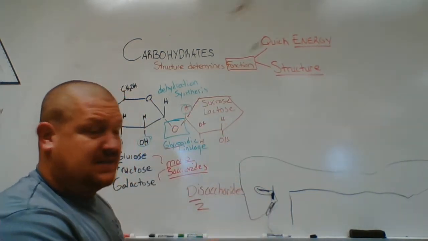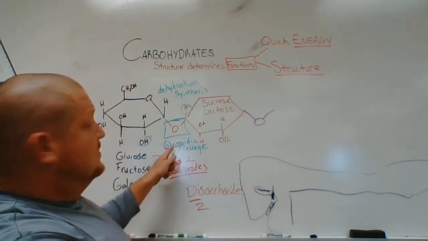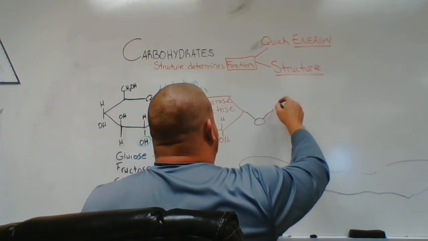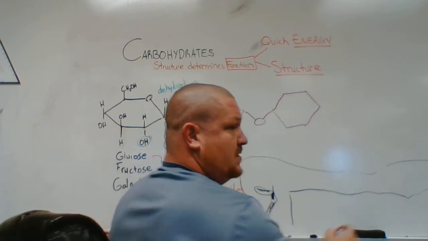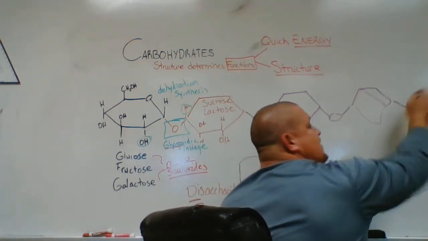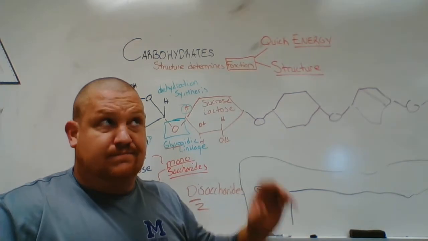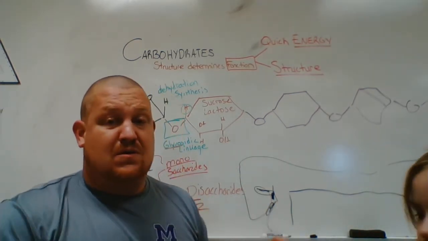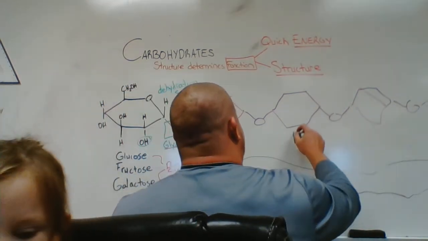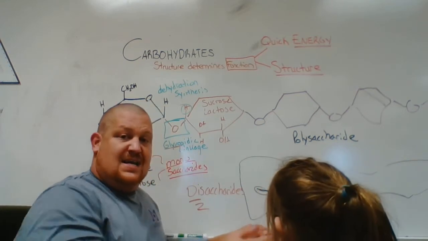Now, we can continue this process. What would this bond be called again? Glycosidic linkage. We can have another glycosidic linkage that is formed by dehydration synthesis, and we can bond another monomer, and another sugar, and so forth, adding glucose, fructose, galactose. Now we have more than two. Now we have many, and this thing can stretch out for thousands. Now we have polysaccharides.